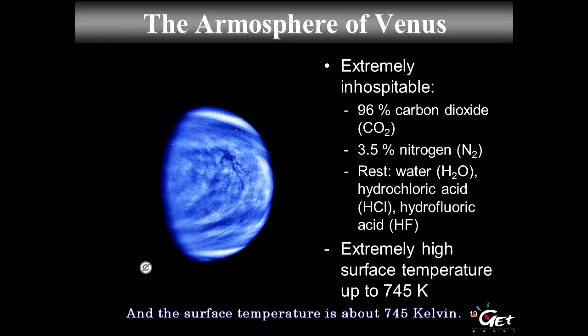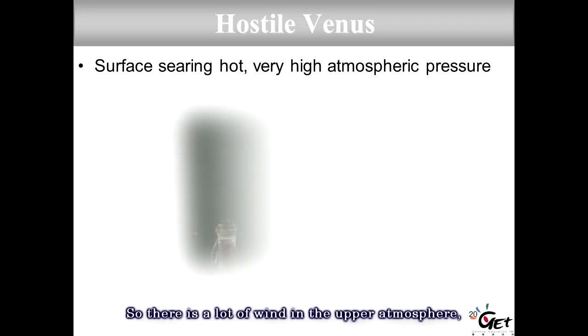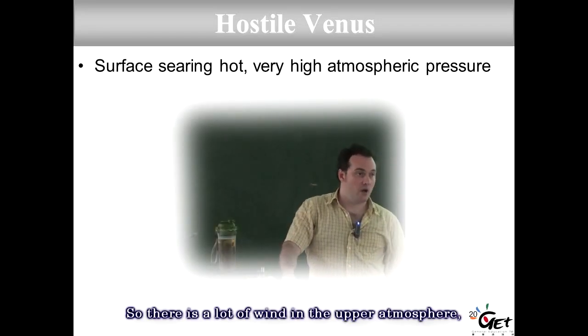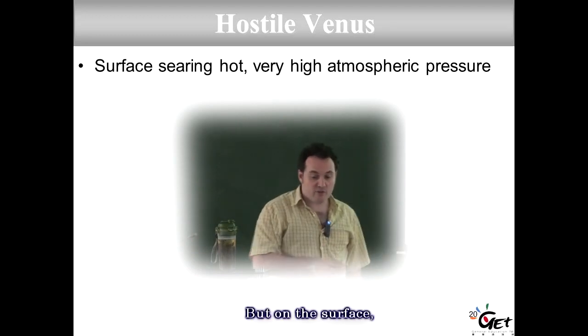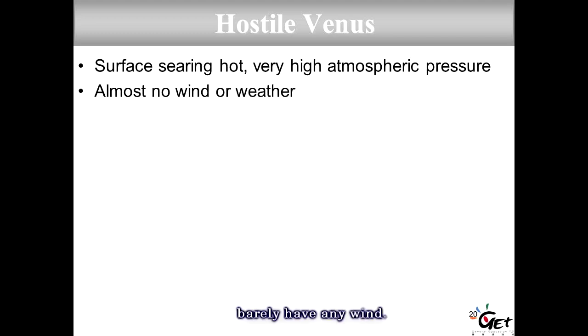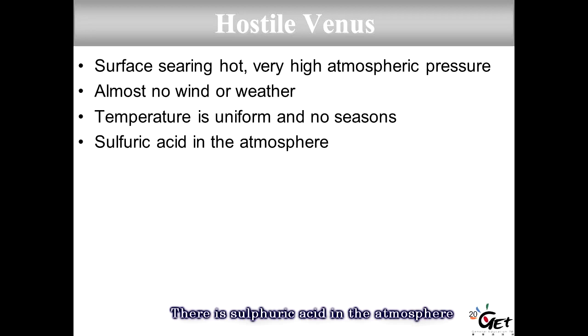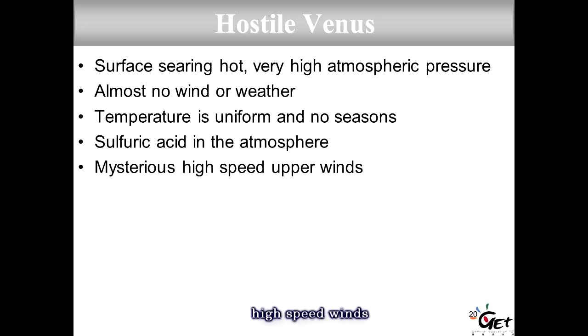And the surface temperature is around 745 Kelvin, pretty high. So the surface of Venus is searing hot, and you have very high atmospheric pressure. So there is a lot of wind in the upper atmosphere, lots of weather in the upper atmosphere, but on the surface, because the pressure is so high, it's very difficult to move air. So if you go down to the surface, you barely have any wind. As a result of that, the temperature is very uniform, and you have no seasons. There is sulfuric acid in the atmosphere, so it's not really good for your skin. And we know that there are very high speed upper winds, and we still have difficulties explaining many parts of them.